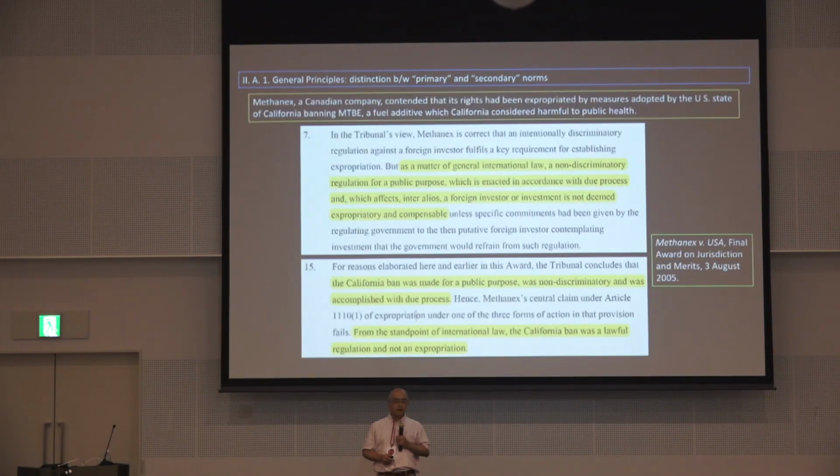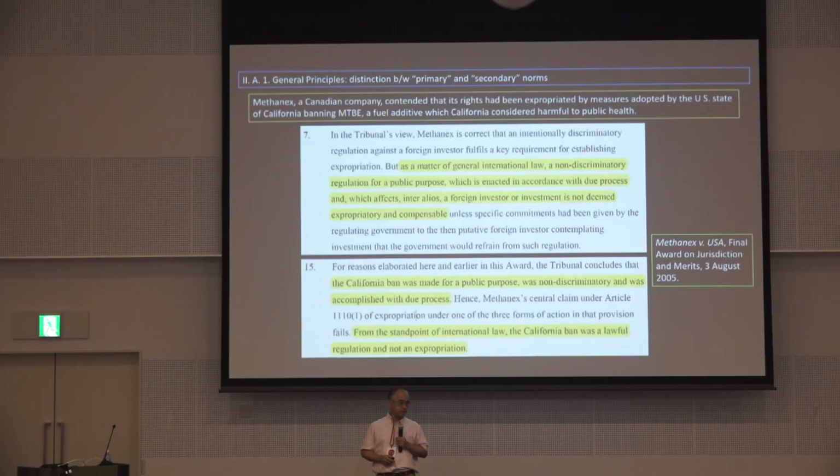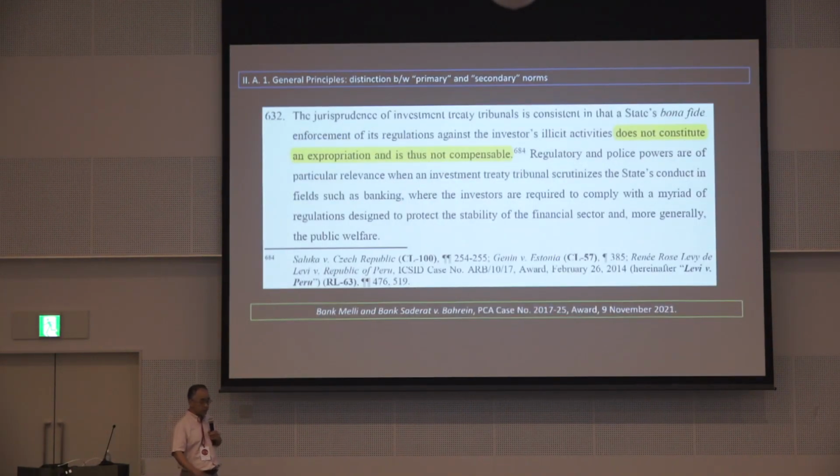The tribunal modified the primary norms, which are represented here, by referring to general international law. So you think first about secondary norms, and then you go back to identifying the primary norms. This is what's usually done in this kind of case. And this solution is not unique to Methanex. This is widely accepted by international tribunals. And this is one of the most important recent examples.